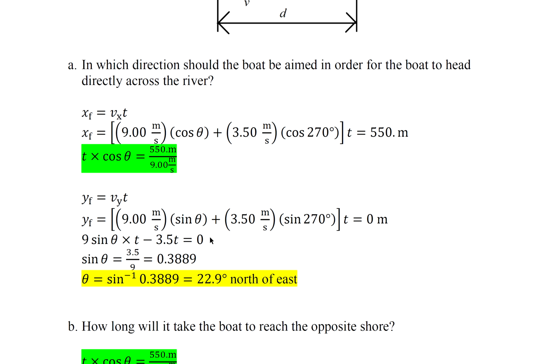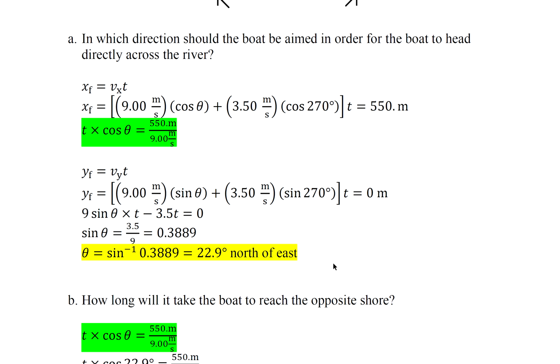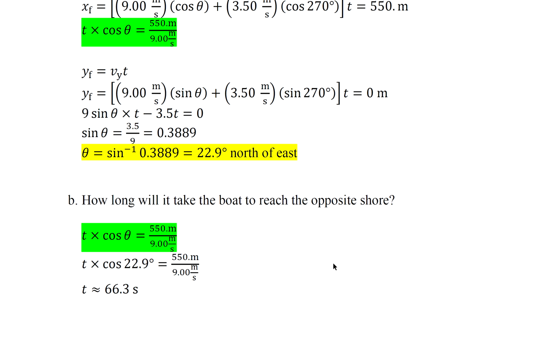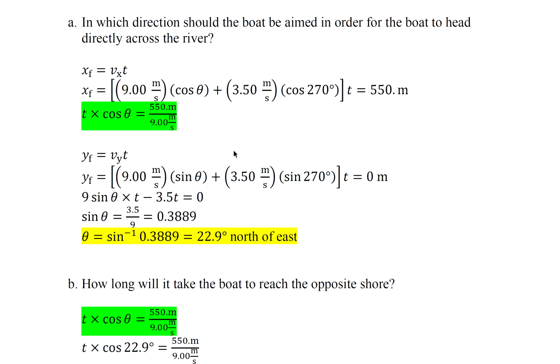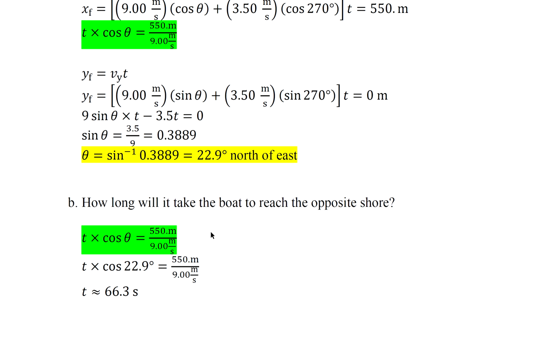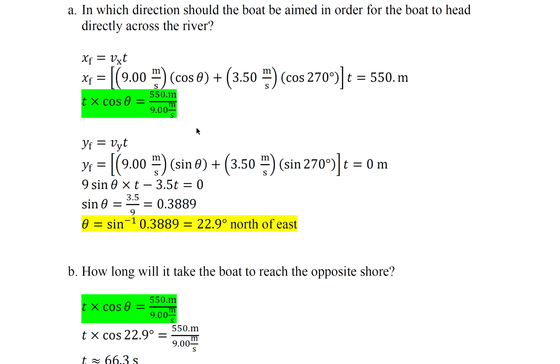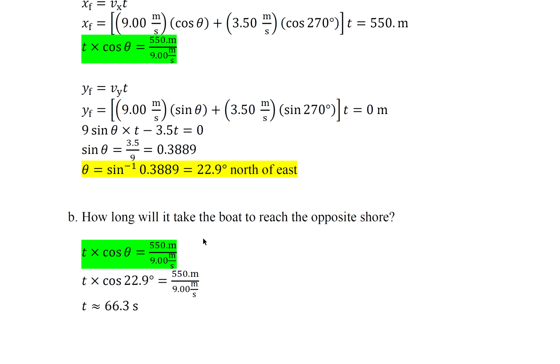So we just solve for theta, and theta is 22.9 degrees north of east. So north of east means you point eastward, and then you go 22.9 degrees north. Part B, how long will it take the boat to reach the opposite shore? Well, we're going to use this green equation that we have up here. And we've already solved for theta from our previous problem, so we just solve for time.